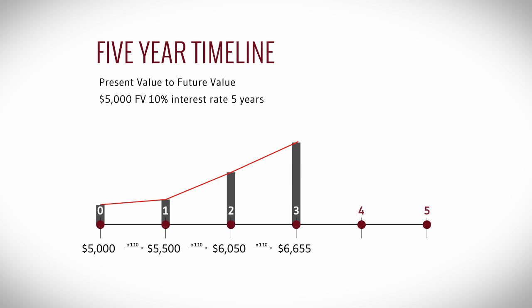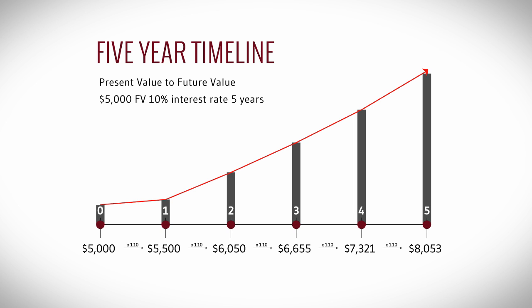To get to year 4, we multiply by 1.1 a fourth time. That gets us to $7,321. And finally, to get to year 5, we multiply by 1.1 a fifth time, and that gets us to $8,053. With the timeline, we can actually see what's happening more distinctly than the formula. But the idea is that money will grow over time and we will get interest on the interest, so that again, the future value of $5,000 in 5 years is going to be $8,053.